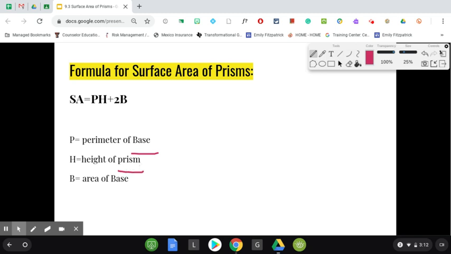The height of the prism connects the two bases. So that's a thing to keep in mind. The height of the prism connects both bases. And then the big B is the area of the base. So whatever the base is, you just have to find the area of it. Okay, let's move to the first example.